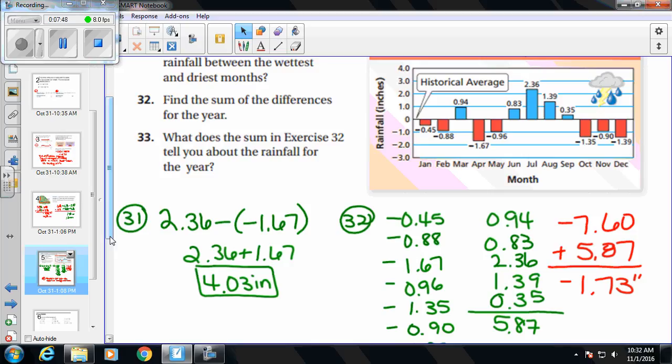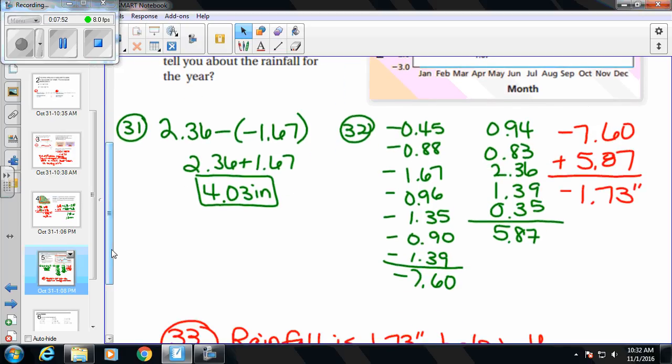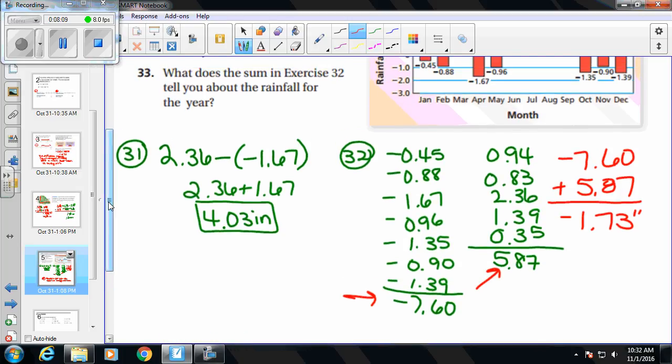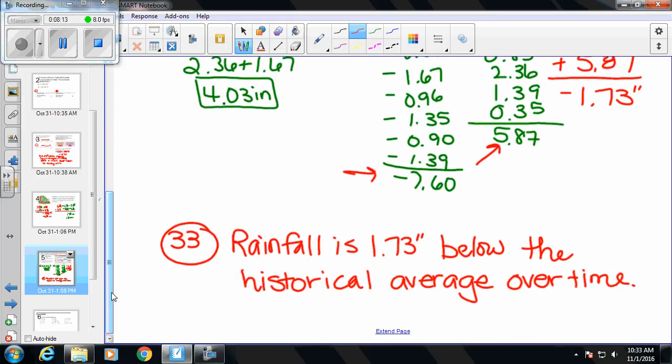For the second question, they want me to find the sum of the differences for the year. So what I did first was I added up all the negatives, and I got negative 7.60. Then I added up all the positives, and then I combined the two, and I got negative 1.73 inches. And they're asking, what does the sum tell you about the rainfall for the year? The rainfall is 1.73 inches below the historical average over that year.